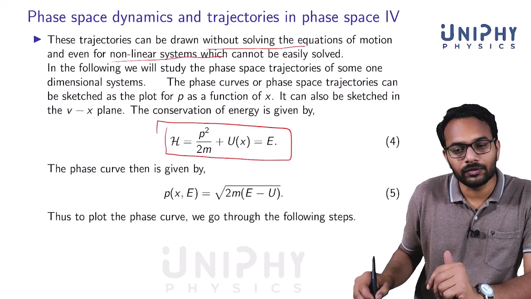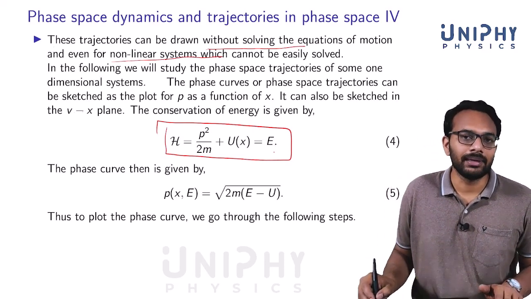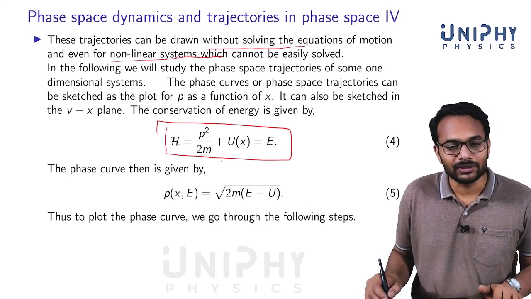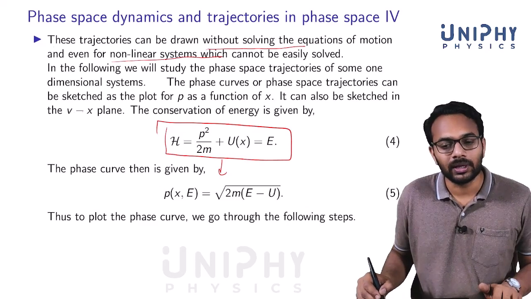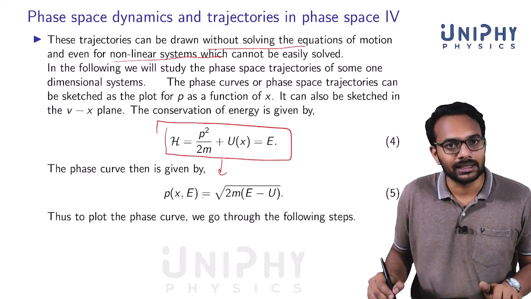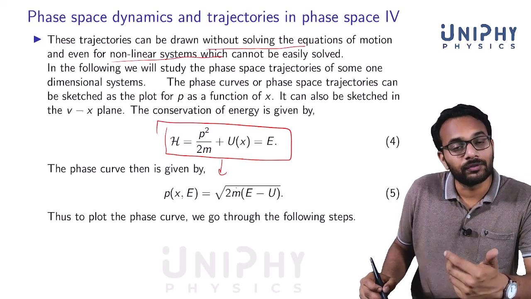Now, we said that the trajectory is defined by the conservation of energy. The conservation of energy is given by kinetic energy plus potential energy equal to some energy E. So the phase curve is immediately obtained from this: P of x comma E is equal to the square root of 2m(E minus U). You just solve this for P, and you get P as a function of x and the constant energy. This equation actually gives you the phase plot, or the phase trajectory.